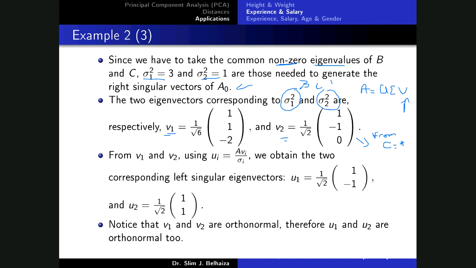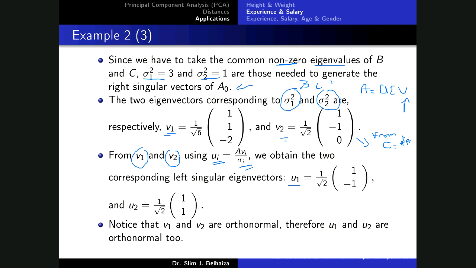From V1 and V2, we can compute easily U1 and U2 using the formulation we've seen, the one that makes A equal to U sigma V work. So U1 would be A V1 divided by sigma 1. You see here we remove the square, and we obtain this second factor. So we have U1 equal to 1 over root of 2 times (1, minus 1), and U2 equal to 1 over root of 2 times (1, 1).